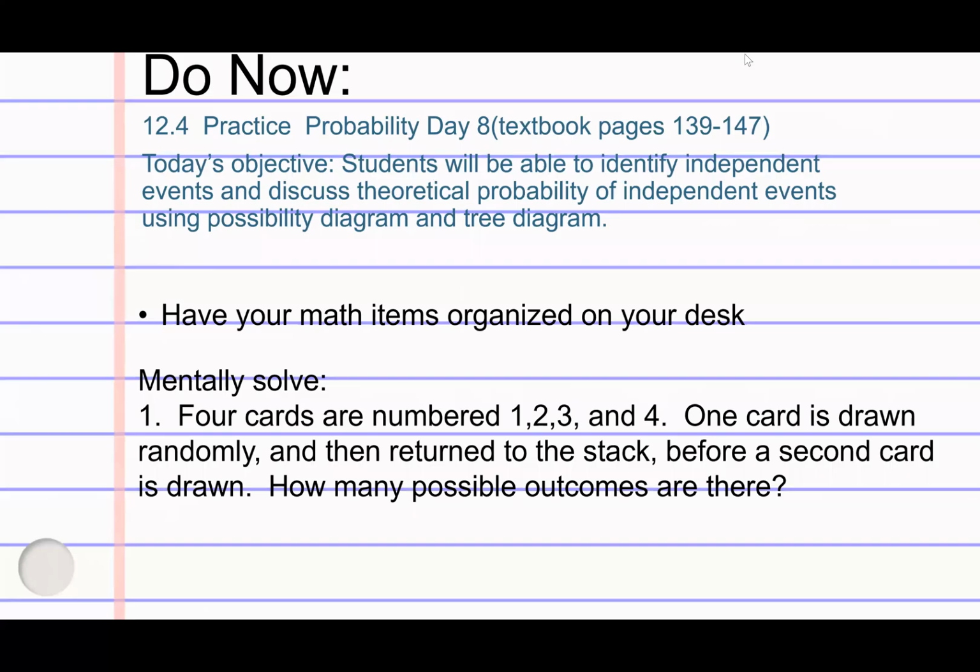Okay, so today we're talking about, what are we talking about again today, class? Theoretical possibility of combined events. Good. Okay, good job.